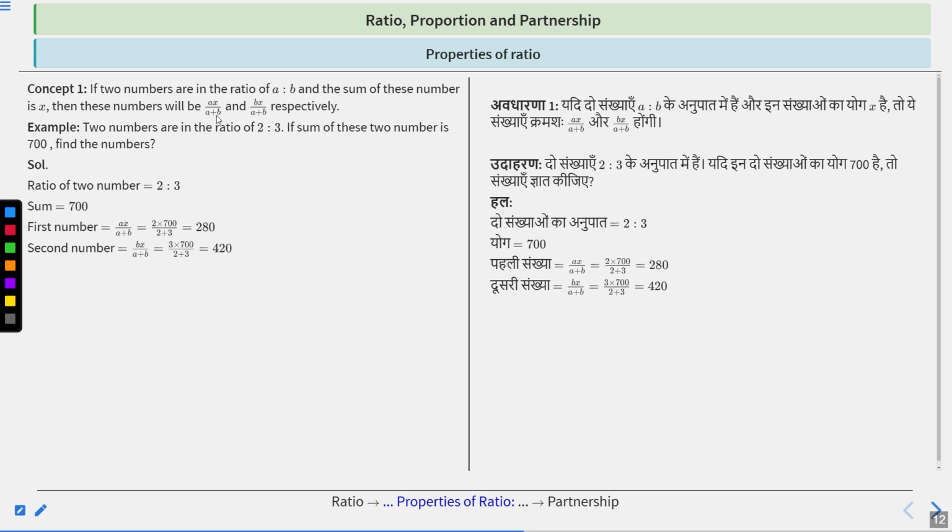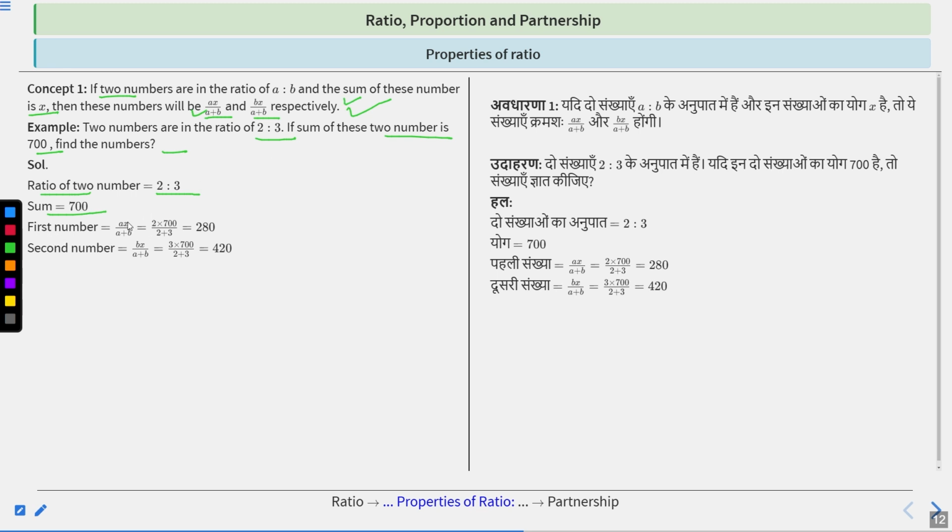Some other properties of ratio concepts. If two numbers are in the ratio A to B and the sum of these numbers is X, then these numbers will be AX upon A plus B and BX upon A plus B respectively. For example, two numbers are in the ratio 2:3. If the sum of these two numbers is 700, find the numbers. So the ratio of these two numbers is 2:3. The sum is 700. We use this formula to find the values.